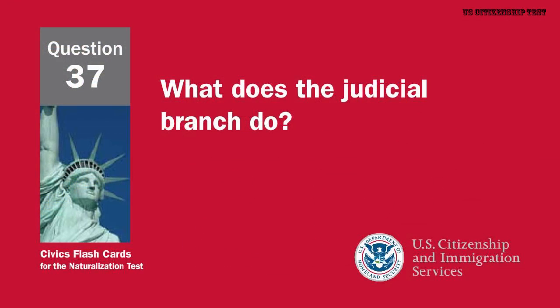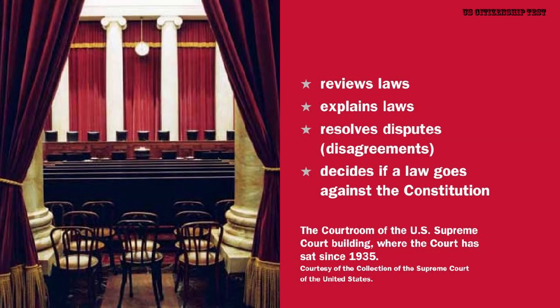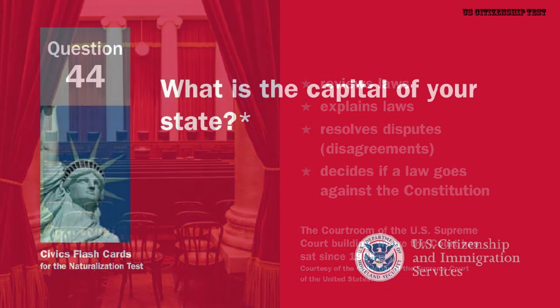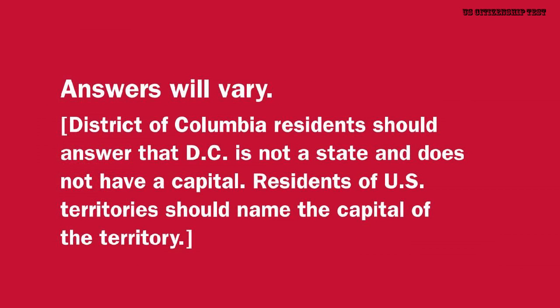What does the judicial branch do? Reviews laws. Explains laws. Resolves disputes, disagreements. Decides if a law goes against the Constitution. What is the capital of your state? Answers will vary. District of Columbia residents should answer that D.C. is not a state and does not have a capital. Residents of U.S. territories should name the capital of the territory.